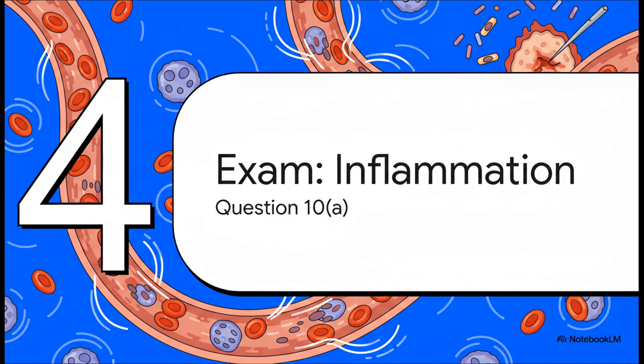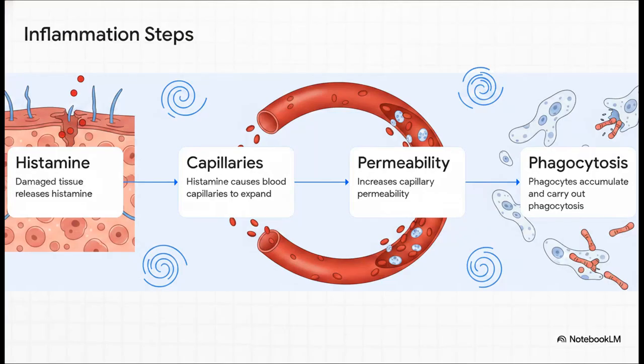All right, theory time is officially over. Let's get into the practical masterclass. Let's explicitly call back to that second line of defense we just learned about. The absolute key to getting full marks here is laying out the strict chronological sequence. When you get a cut, step 1, the damaged tissue releases a chemical called histamine.